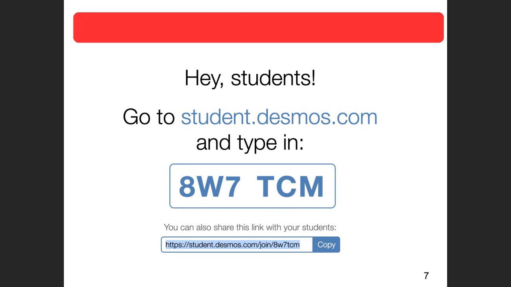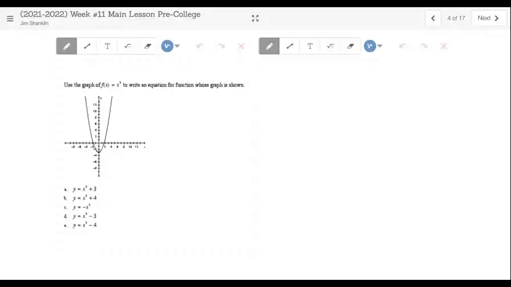Okay. So the first problem on this week's assessment, it just says use the graph of f of x equals x squared to write an equation for the function whose graph is shown. Okay, so it looks like this graph is being shifted down. So it looks like it's the parent function being shifted down 3 units.